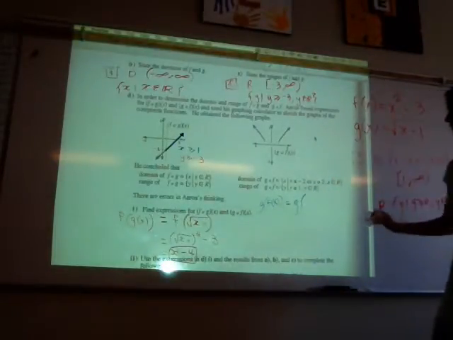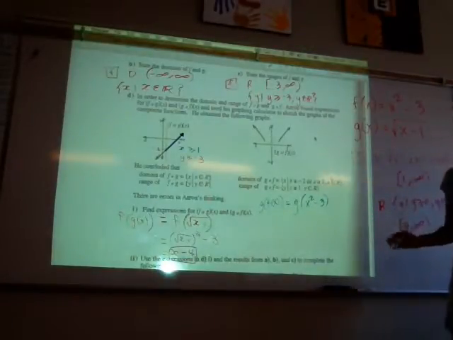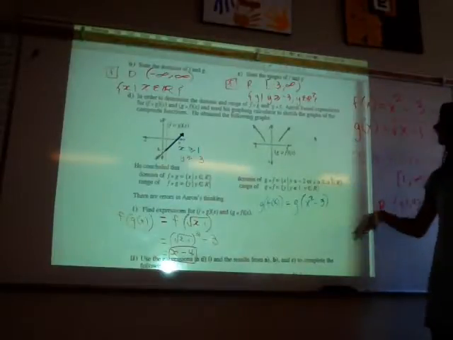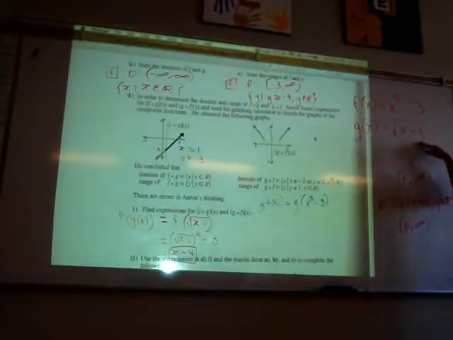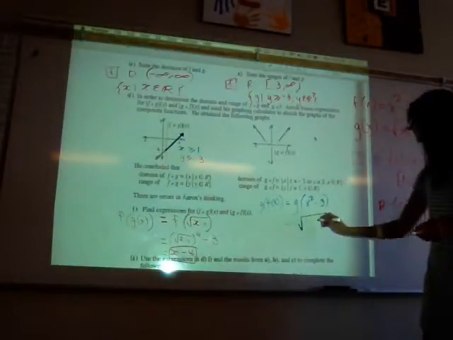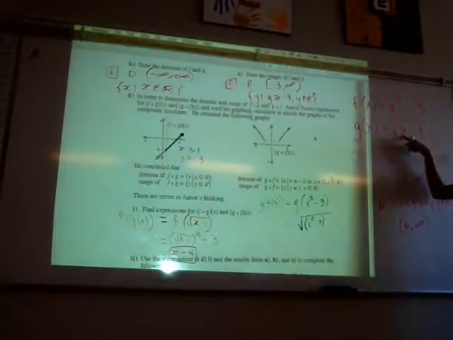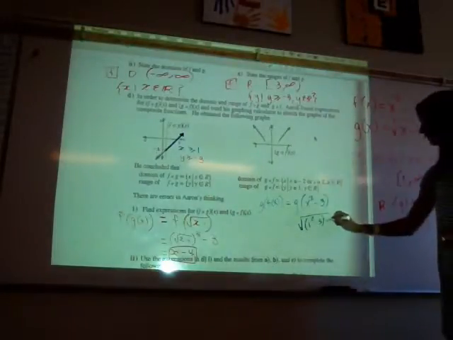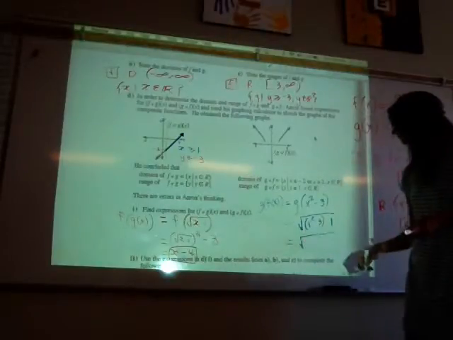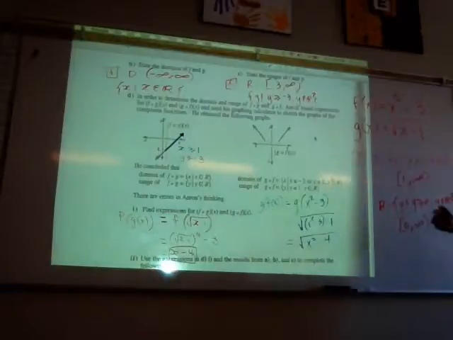F of x, just a reminder, was x squared minus 3. X squared minus 3 will replace all the x's from g of x, which was the square root of x minus 1. So we get the square root of x squared minus 3. That's replacing this x. And then don't forget to subtract the 1. So if we clean things up, we get the square root of x squared minus 4.